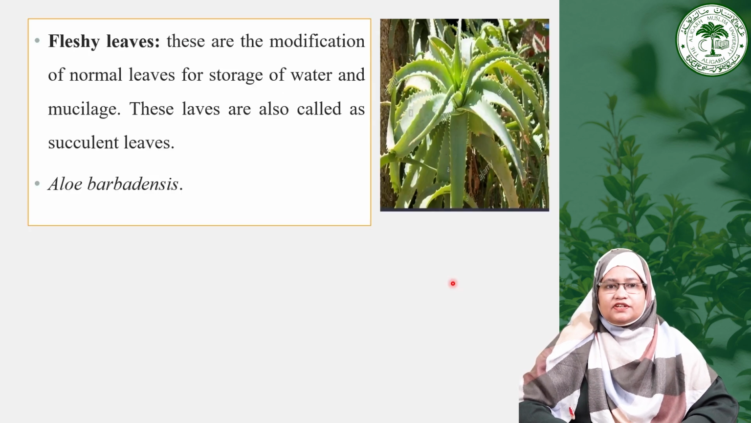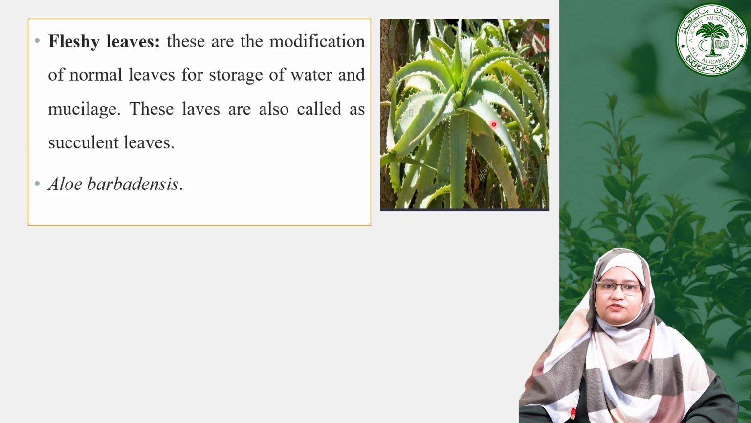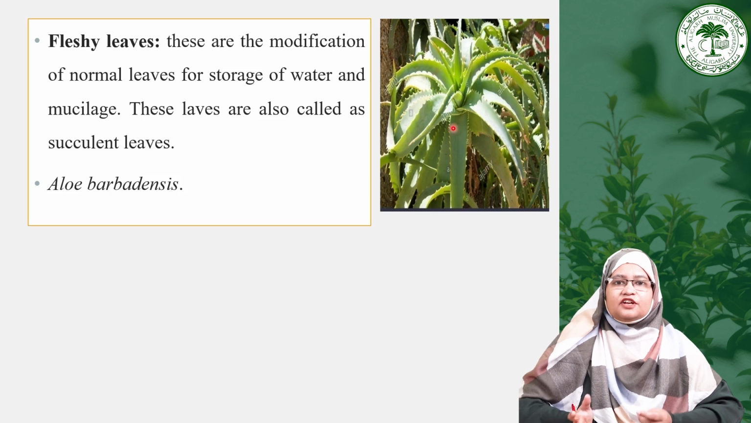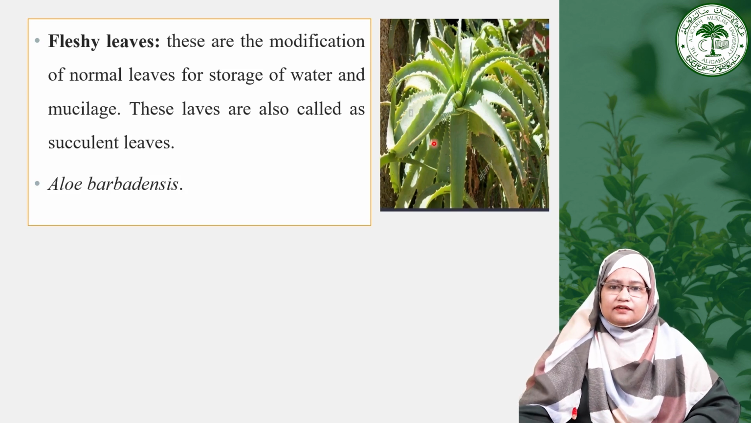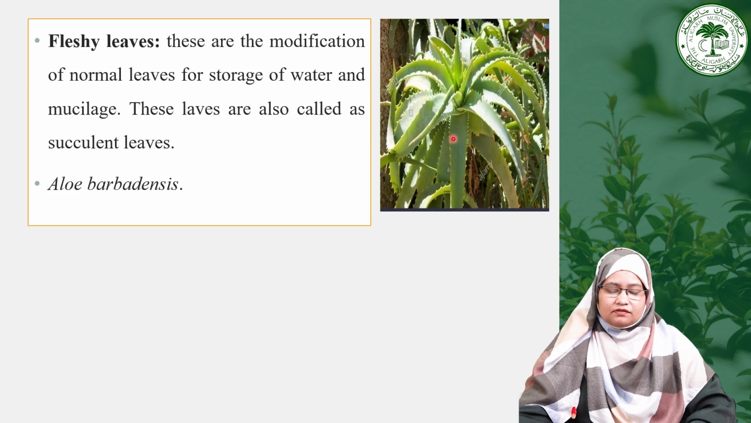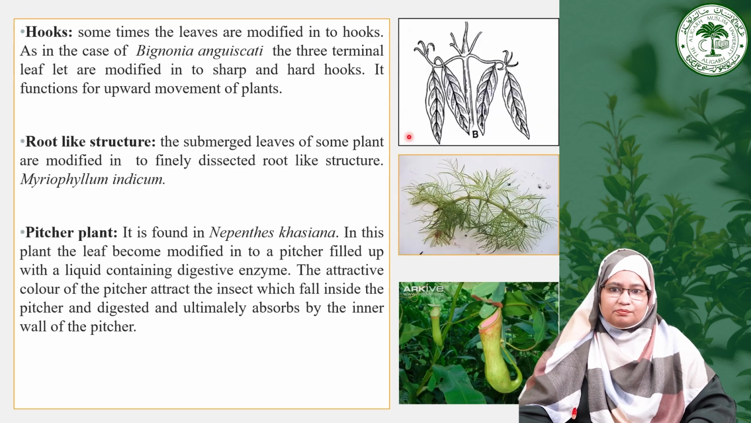Next are the fleshy leaves. Fleshy leaves are modifications of the normal leaf that store water and mucilage. As you can see, these are aloe vera leaves, which are also called succulent leaves. They are storing water and food materials. These are examples of aloe leaves, that is Aloe barbadensis. So these are examples of fleshy leaves.